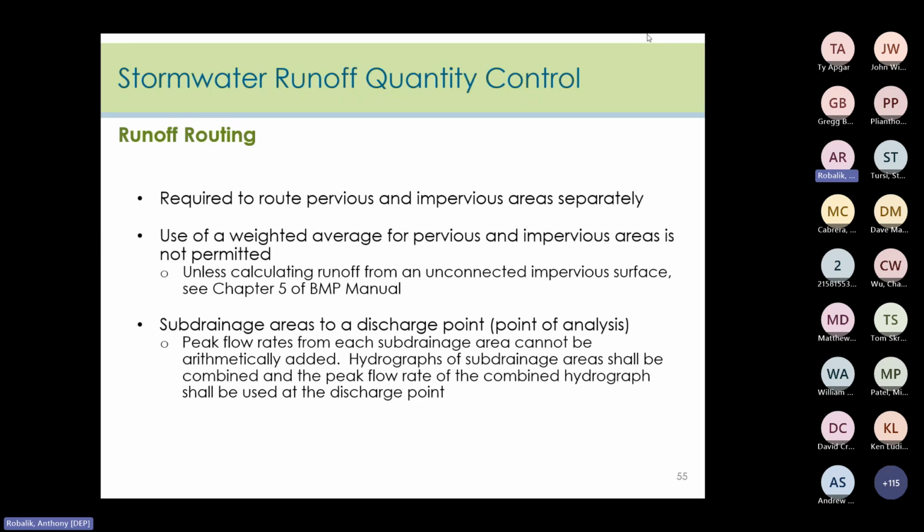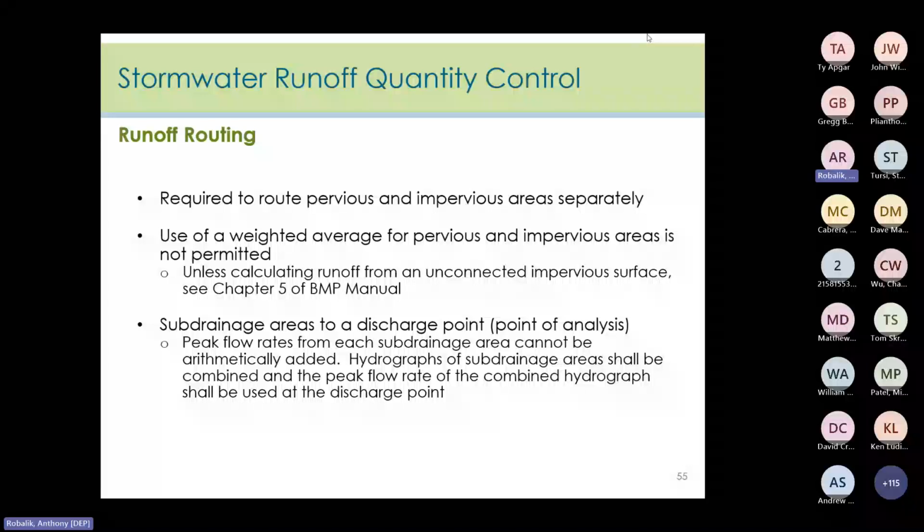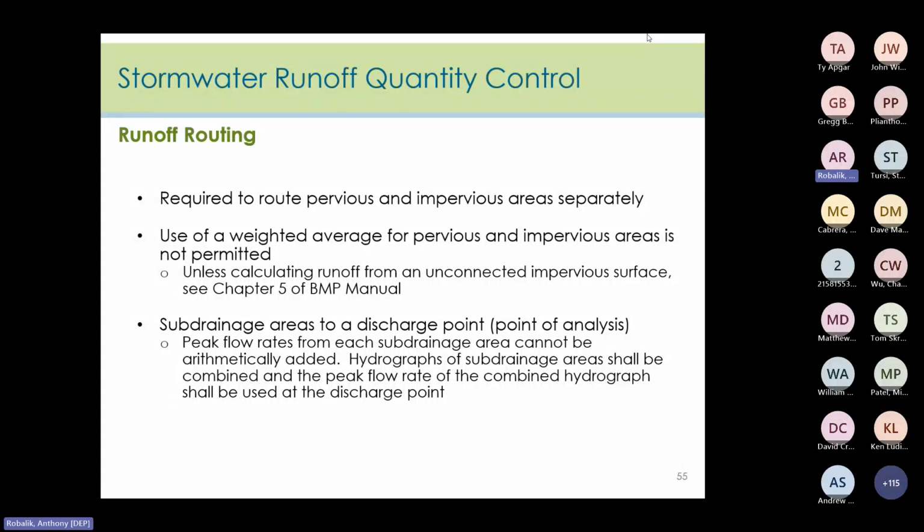And then this last point on this slide is if an off-site discharge point or a point of analysis receives runoff from several sub-drainage areas, then the peak flow rate at the discharge point cannot be a simple sum of the peak flow rates from each of the sub-drainage areas. The hydrographs from each sub-drainage area should be combined to find the peak flow rate at the discharge point.